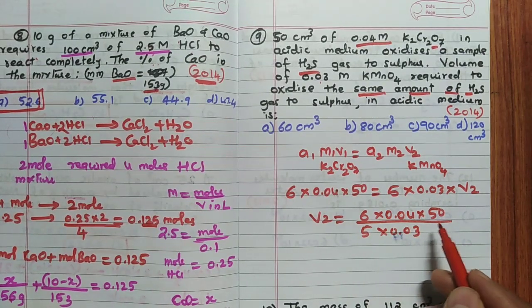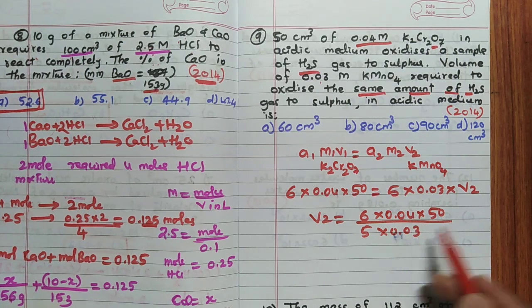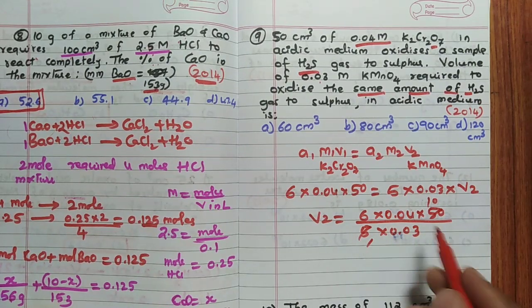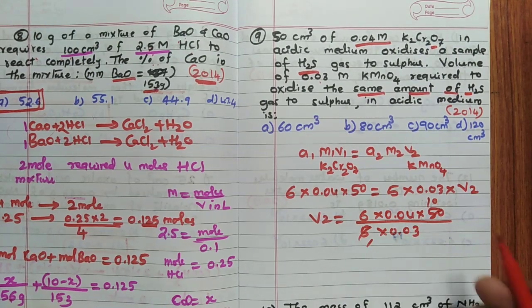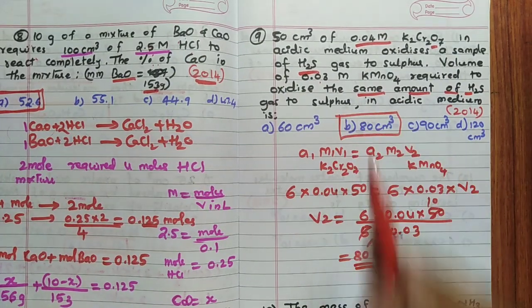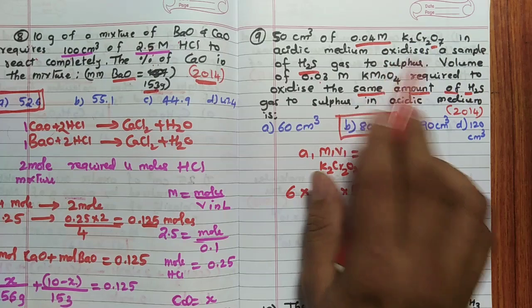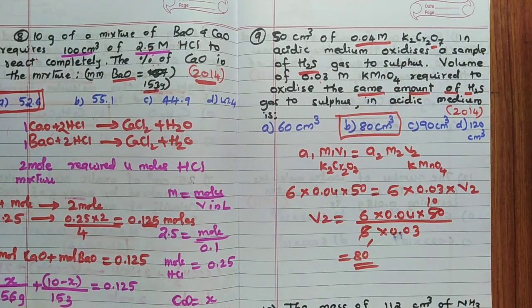So this becomes, remember, 0.04 by 0.03; you can take it as 4 by 3. 5 ones are 5, 5 tens are 50. So here 4 by 3 when I take, 3 twos are 6. So you will get 40 into 2, 80 cm cube is the answer. Answer you will get as 80. B is the answer. Why have I not considered sulfuric acid? Remember, same amount they have told. Hence not necessary to consider that.